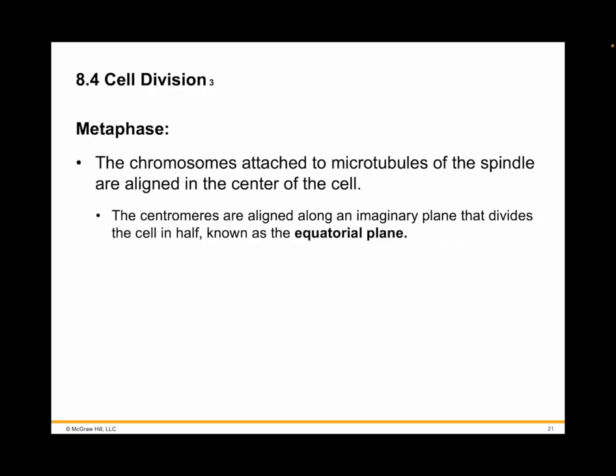Next up, metaphase. The second phase of mitosis, metaphase, begins when the chromosomes, each consisting of a pair of sister chromatids, align in the center of the cell along an imaginary plane that divides the cell in half, referred to as the equatorial plane, or otherwise stated as the metaphase plate. Spindle fibers attach to the centrioles and extend back toward the opposite poles of the cell.